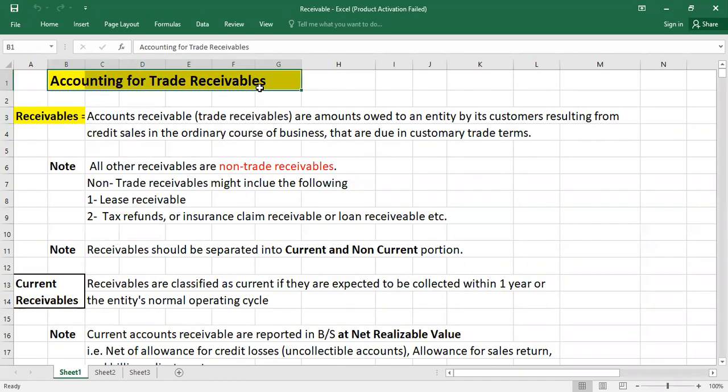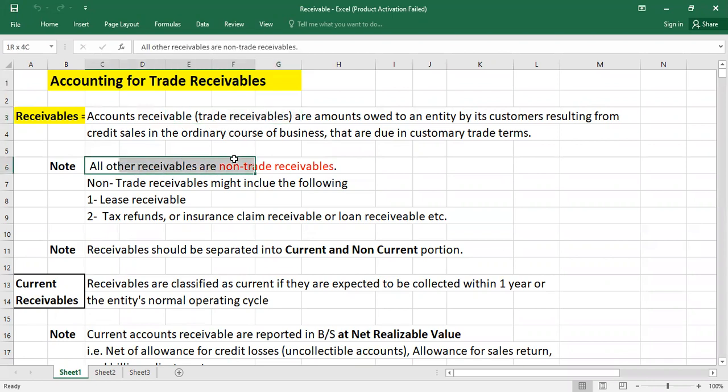Today we are going to talk about accounting for trade receivables. Firstly, we need to understand the difference between trade receivables and non-trade receivables. Trade receivables are amounts owed to an entity by its customers, resulting from credit sales in the ordinary course of business. For example, if you are selling products on credit in your routine business, those customers will stand as a receivable in your books of accounts.